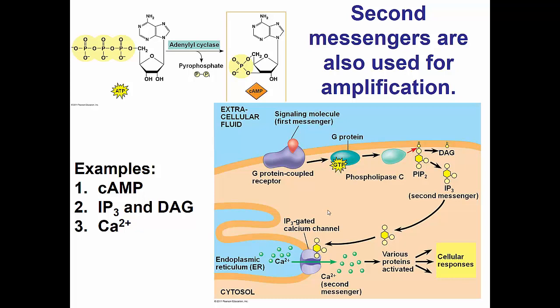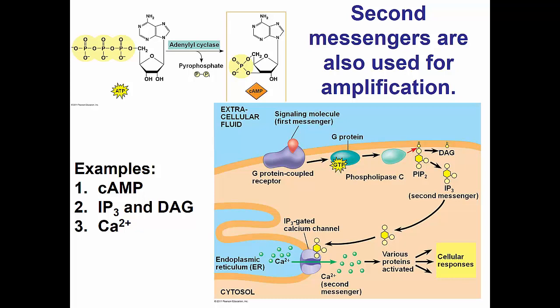Another way to amplify the signal is through the use of a second messenger. Another name for the ligand or the original signaling molecule is the first messenger. So a second messenger is a molecule that's produced by an enzyme inside the cell that can also be used for amplification. And that's because an enzyme can make many, many molecules of the second messenger.